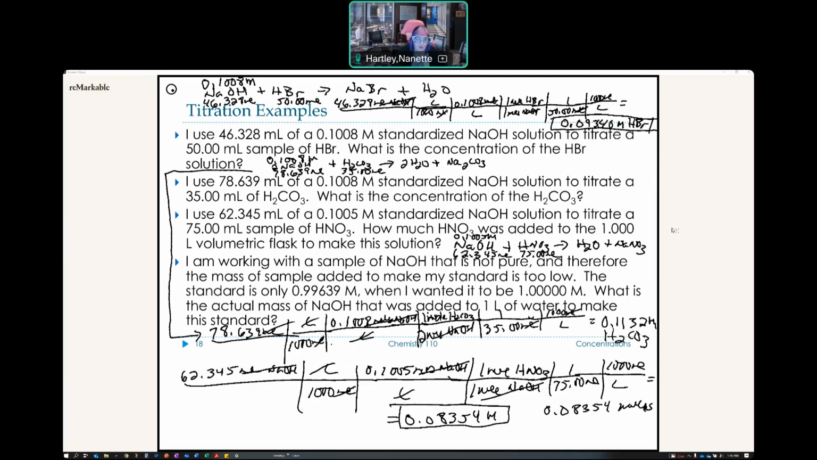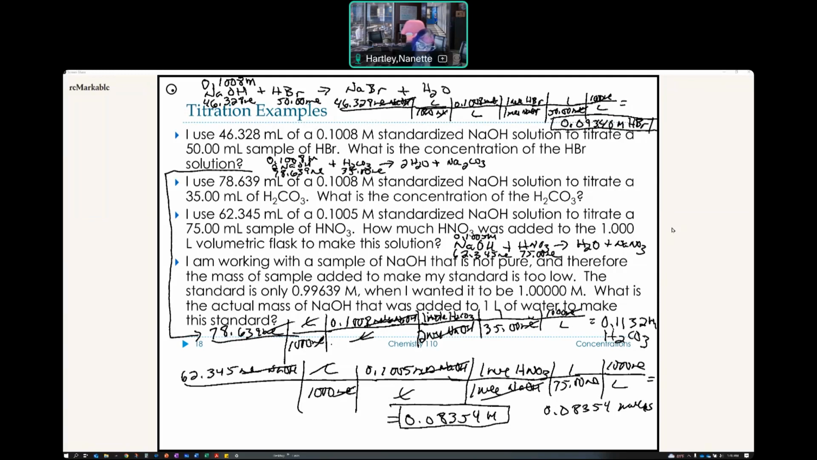Next question says, I'm working with a sample of NaOH that is not pure, and therefore the mass of sample added to make my standard is too low. That standard is only 0.99639 molar, and I wanted to make it to be exactly 1 molar. What was the actual mass of NaOH that was added to 1 liter to make this standard?